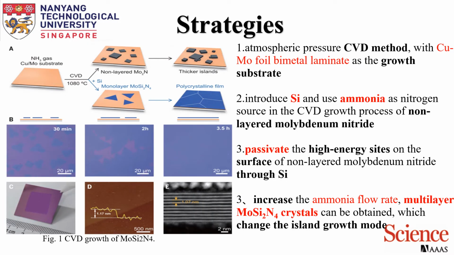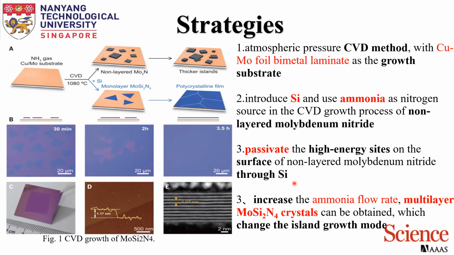A new method attracts people's attention. This work creatively introduced silicon in the CVD growth process of non-layered molybdenum nitride, and then activated the high-energy sites on the surface of non-layered molybdenum nitride through silicon, thereby changing its isotropic growth mode.